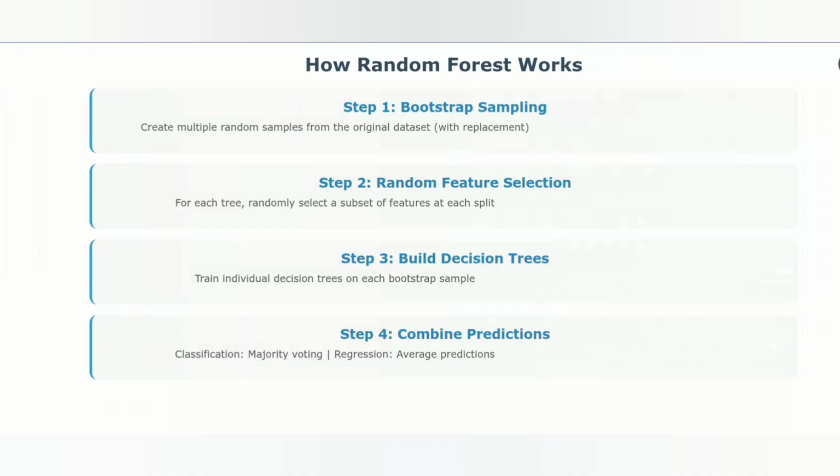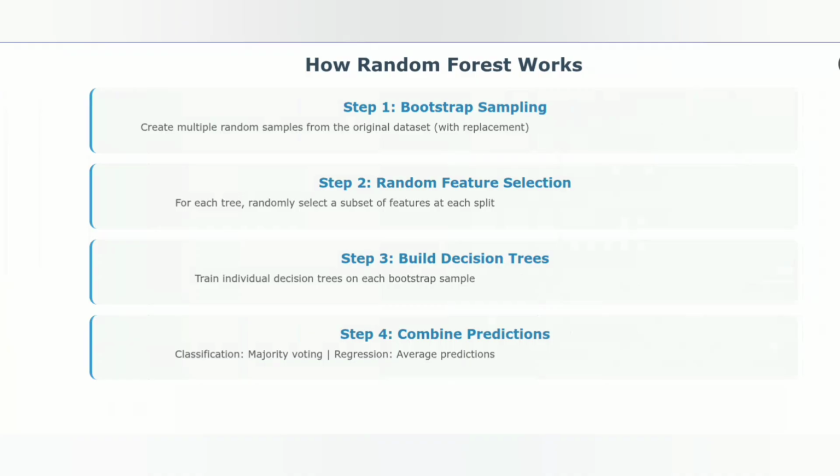Second, random feature selection. Here's where the random in random forest really comes into play. At each split in each tree, the algorithm doesn't consider all features. Instead, it randomly selects a subset of features to consider for the split. Third, build decision trees. Using each bootstrap sample and the random feature selection, the algorithm trains individual decision trees. Each tree sees a slightly different version of the data and uses different features at each split.